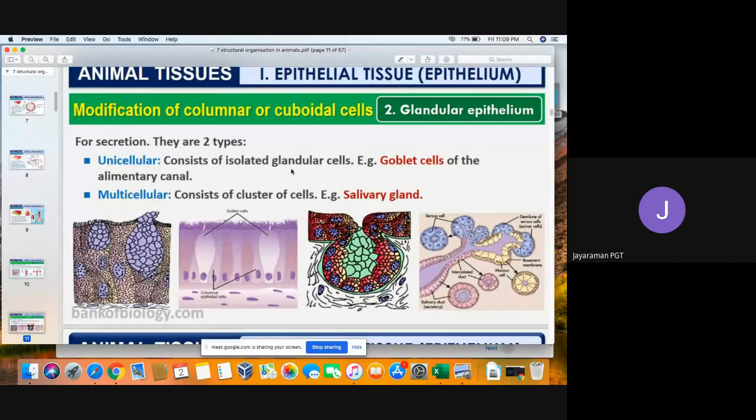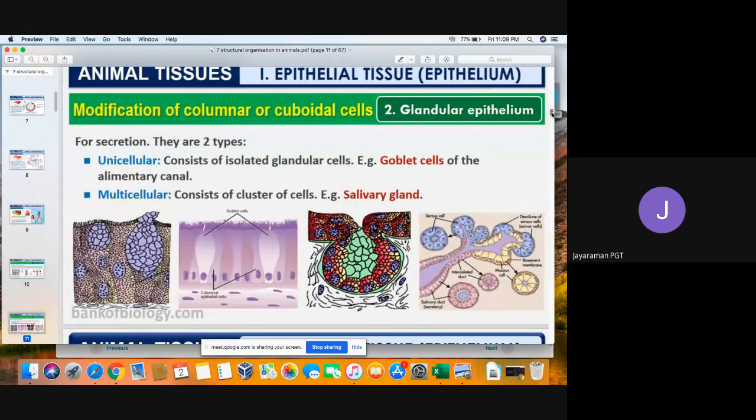Unicellular glands consist of isolated single cells. It is called unicellular glands. When many cells are there like this, it is multicellular glands. Single cell glands, for example, goblet cells of the alimentary canal. Goblet cells, you know, secrete... anybody, what do they secrete? We discussed goblet cells secrete mucus. The multicellular glands are like salivary glands. They secrete saliva.